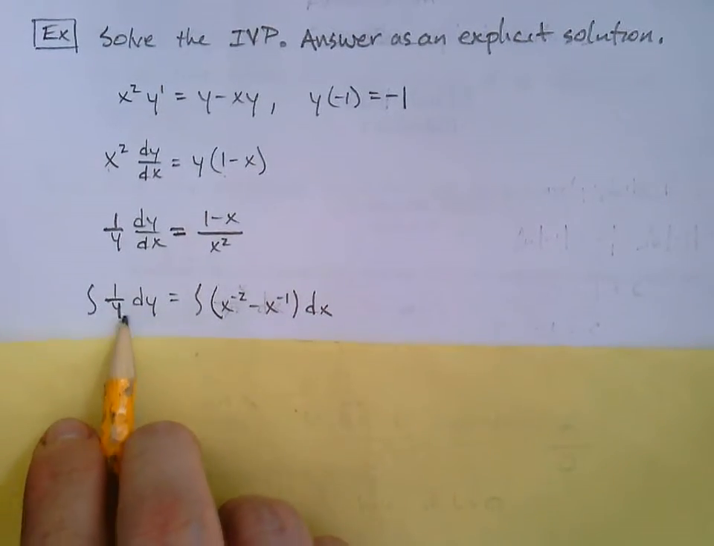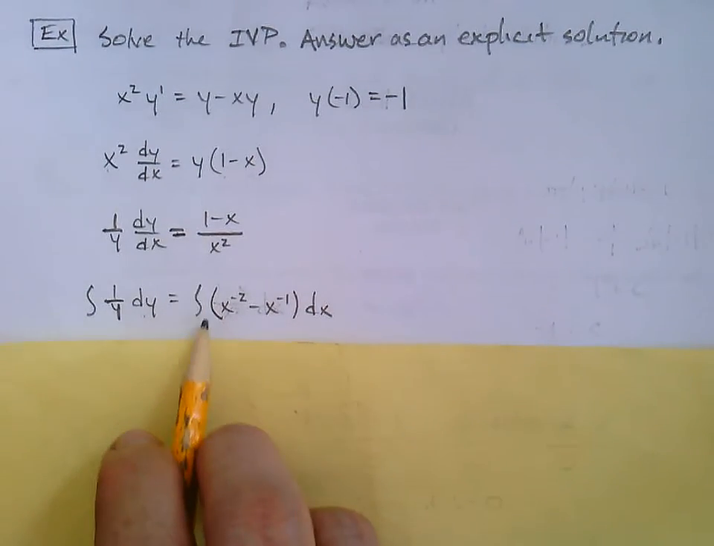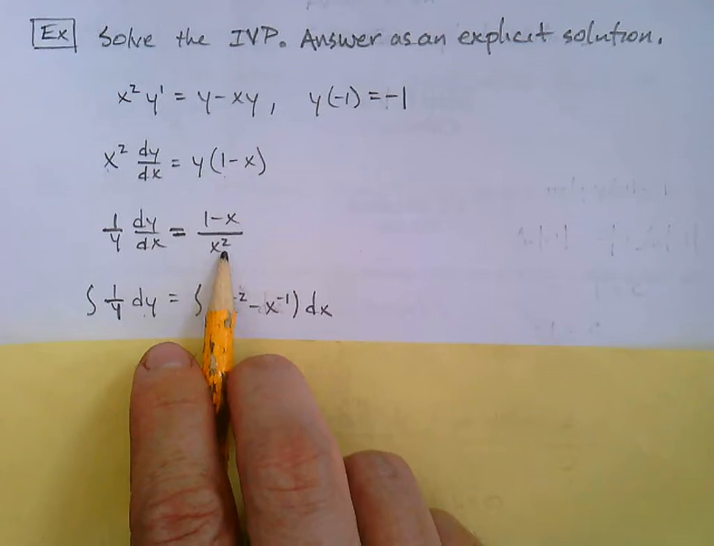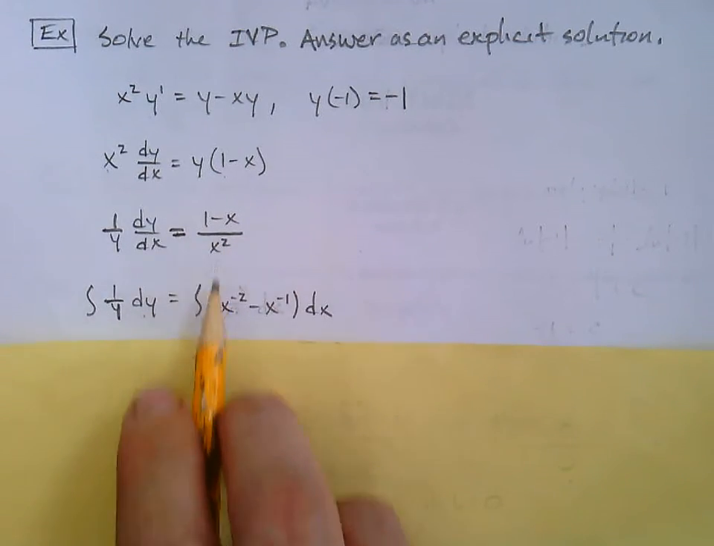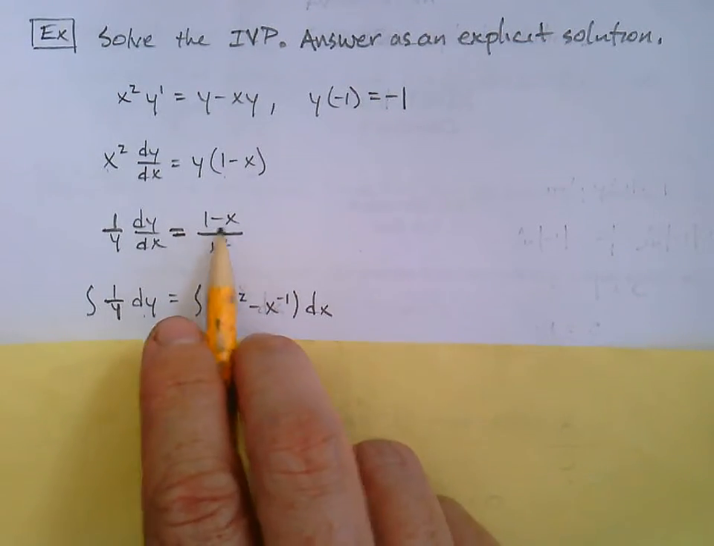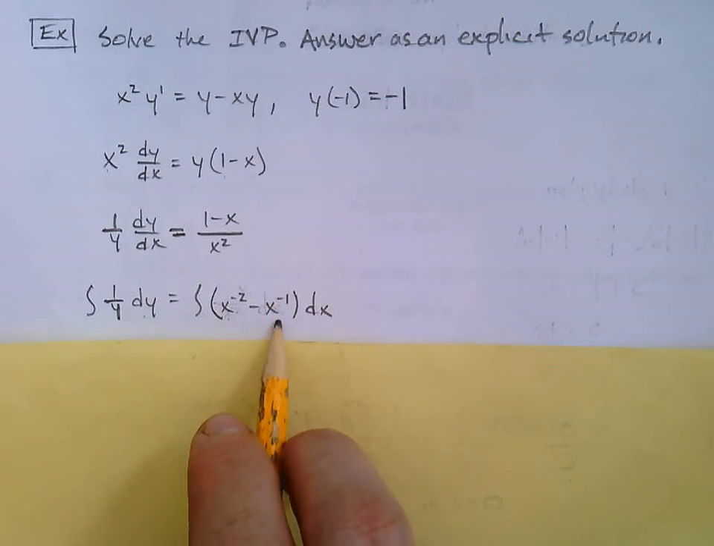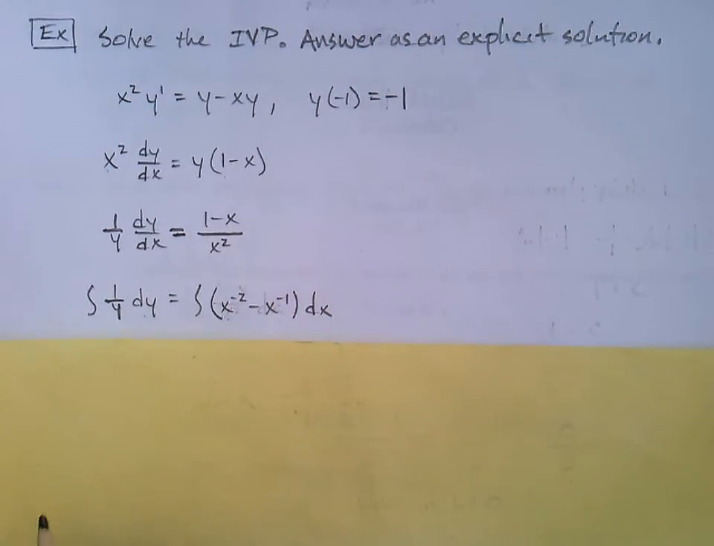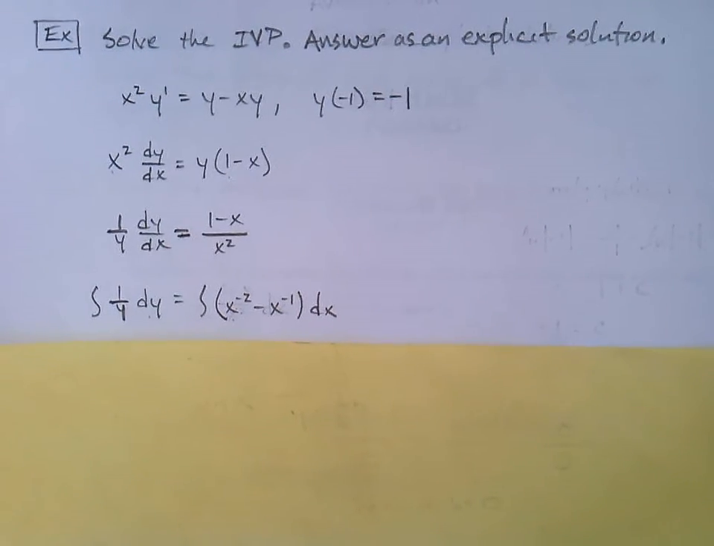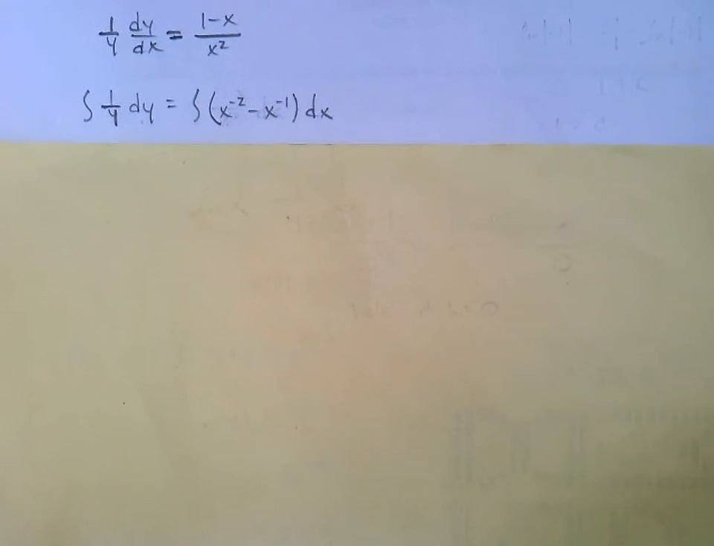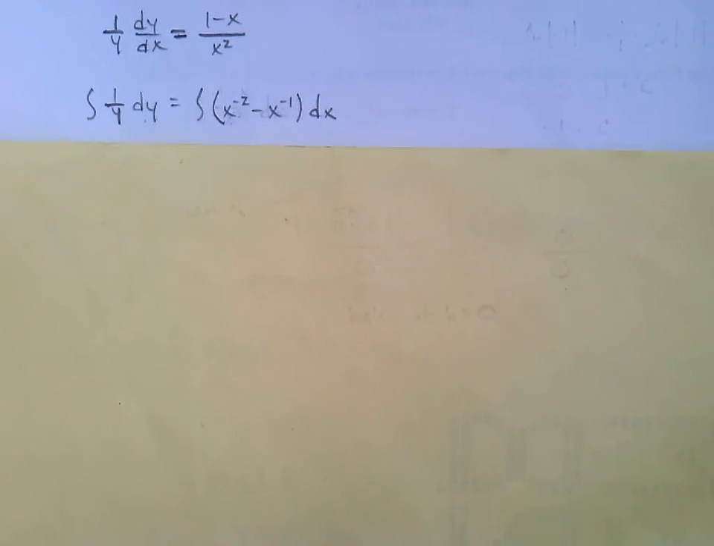So the integral of 1 over y dy equals the integral. And notice here I'm going to go ahead and split that fraction. So 1 over x squared, x to the negative 2, minus x over x squared is minus x to the negative 1 dx. Kind of setting ourselves up for that integral already.